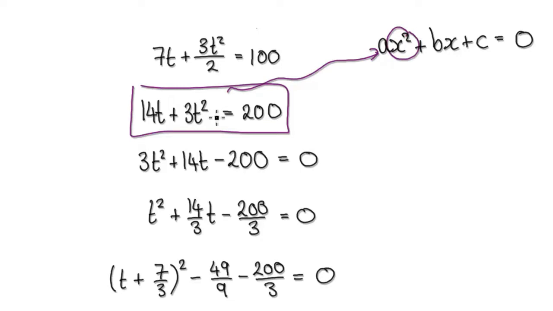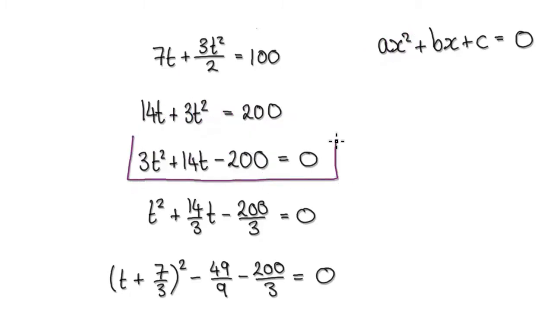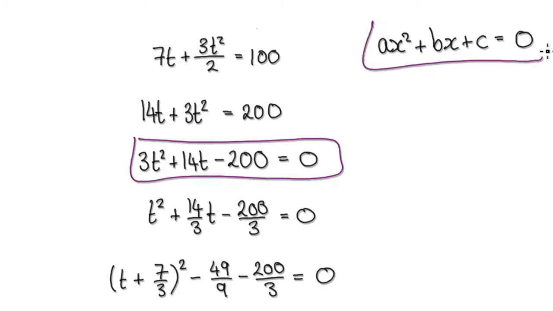So we've got x squared first, so we want to put this in front, and then put this in the second place. And then here you take away 200. And then that will take you to here. So you are now currently here. So you can see that this is now in this form.